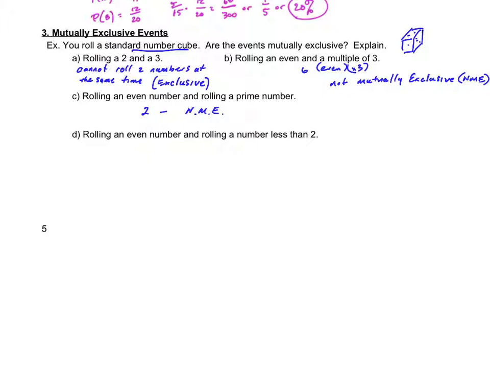And then rolling an even number and rolling a number less than 2. Mutually exclusive, right? Why would you think that it's mutually exclusive? Well, is there an even number less than 2? There's no even number less than 2, therefore it can't be done at the same time. And that is why it is mutually exclusive.